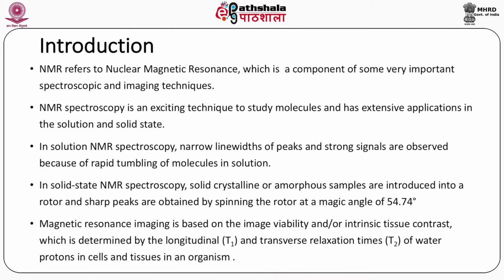In solution NMR spectroscopy, narrow line widths of peaks and strong signals are observed because of rapid tumbling of molecules in solution. In solid state NMR spectroscopy, solid crystalline or amorphous samples are introduced into a rotor, and sharp peaks are obtained by spinning the rotor at a magic angle of 54.74 degrees.